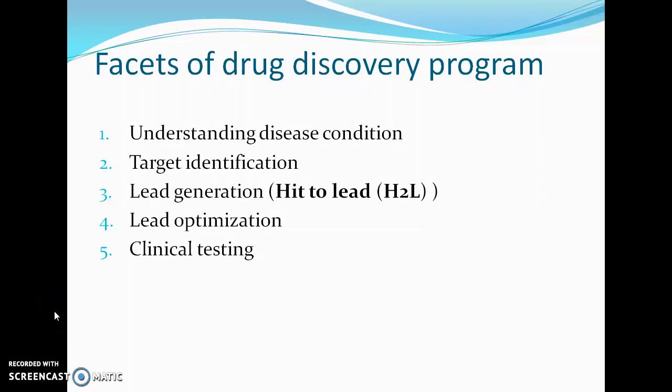In this video, let us try to understand various facets of a drug discovery program. A drug discovery program initiates because there is a disease or a clinical condition without suitable medical products available in the market, and it is the unmet clinical need which is the underlying driving motivation for the project.